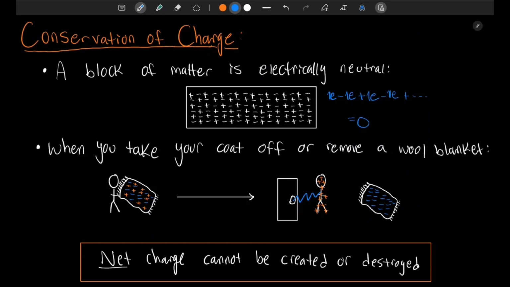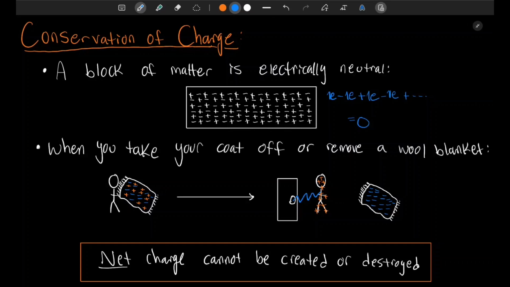And this is also seen in your life. If, for example, you've ever laid on a wool blanket before, or taken off a coat or a jacket, what happens in these systems is that the blanket, here in this picture, is electrically neutral, just like our block of metal was up here. So the blanket has an equal number of these orange plus signs and these blue minus signs. That means it has no net charge, or its charge is 0.